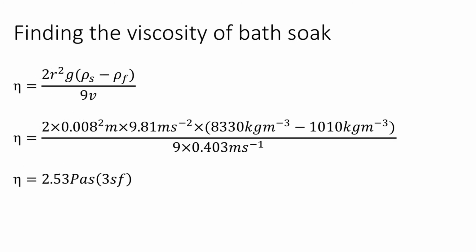I then put these values into the viscosity equation. So the viscosity of bath soak is 2 times 0.008 squared meters times 9.81 meters per second squared times, in brackets, 8,330 kilograms per meter cubed minus 1,010 kilograms per meter cubed, all over 9 times 0.403 meters per second. This gave a viscosity of 2.53 Pascal seconds to 3 significant figures.